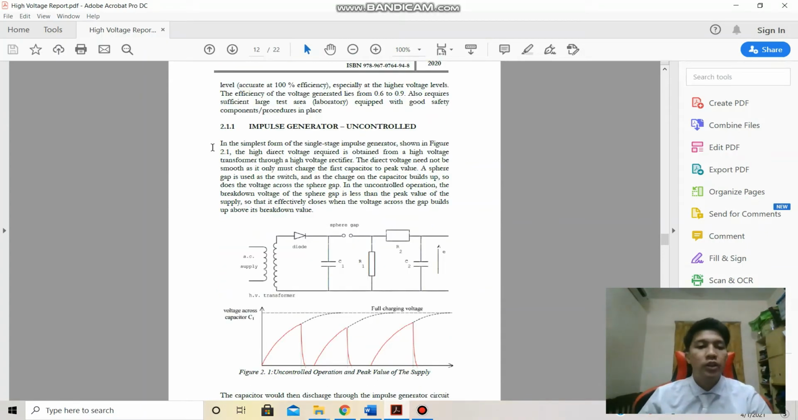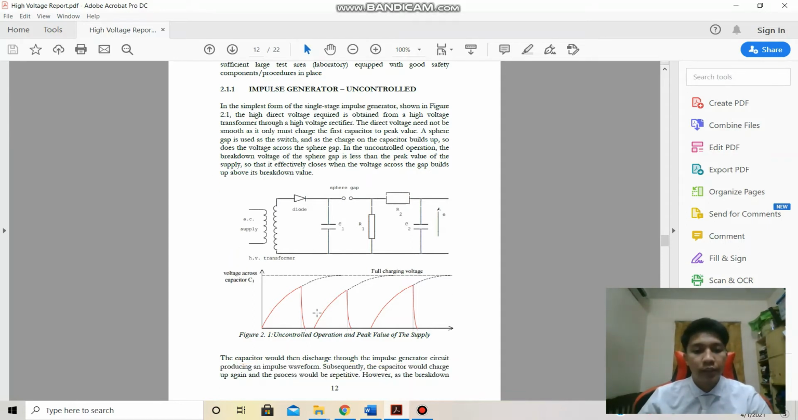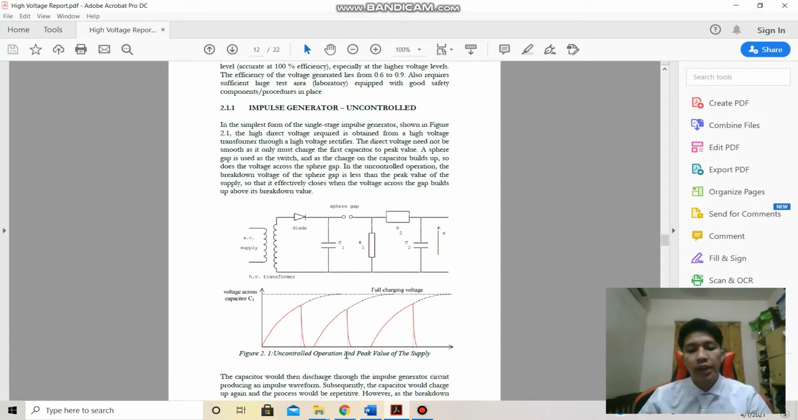Impulse generator, uncontrolled. A simple form of the single stage impulse generator is shown in figure 2.1. Okay, this is 2.1, the uncontrolled operation at peak value of the supply. The high direct voltage required is obtained from the high voltage transformer through a high voltage rectifier, and the direct voltage need not be smooth, as it only must charge the first capacitor to peak value. And they have a sphere gap.